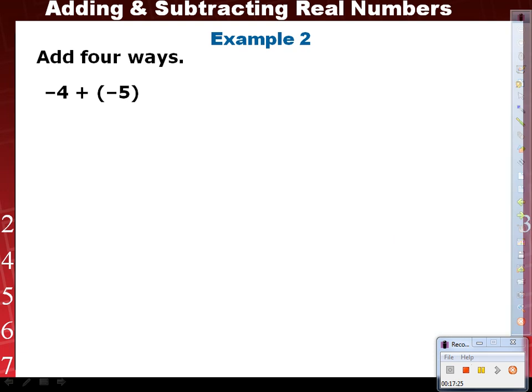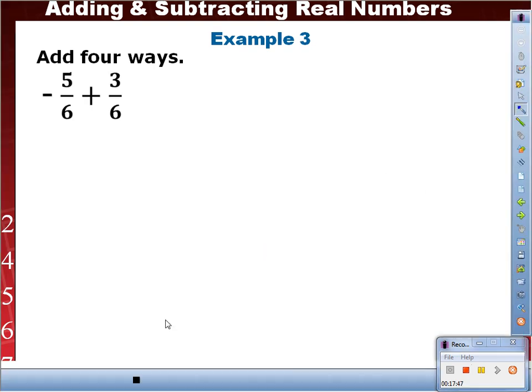Example 2, it says add 4 ways, -4 plus -5. Copy that, and I'll give you some time to do that. Ready, go. All right. So once again, 4 different ways, piece of cake, yes? But when it gets tricky is when you get to these. Look up to the screen. Writing utensils down, look up to the screen.